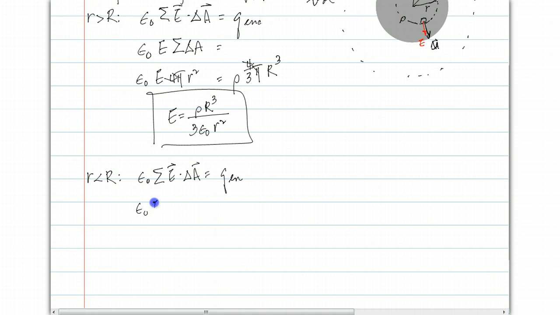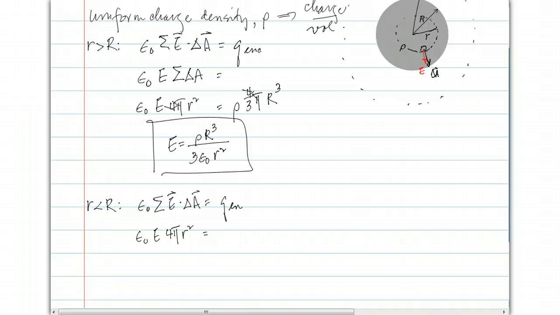I will have, again, E is constant, so I pull that out. Sigma delta A will give me again 4 pi r squared. But this time on the right hand side, the charge enclosed, we only want that charge which is enclosed within the Gaussian surface, so only this charge in here. So that becomes rho times, our sphere has smaller volume now, 4/3 pi little r cubed. So again, simplify, 4 pi's cancel, r squared cancels with that. So we have that E is equal to rho r divided by 3 epsilon naught.